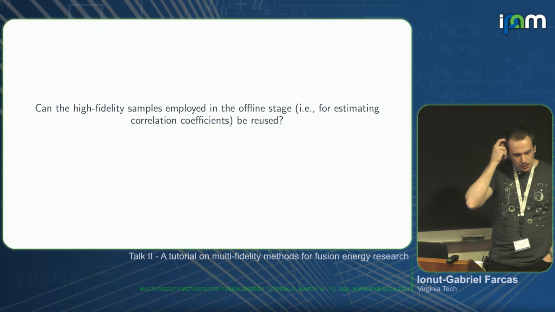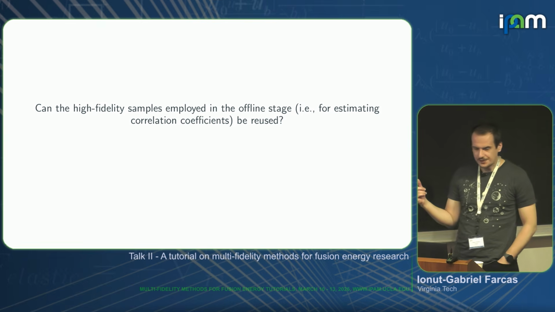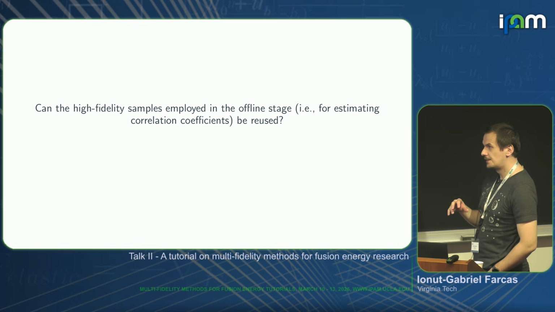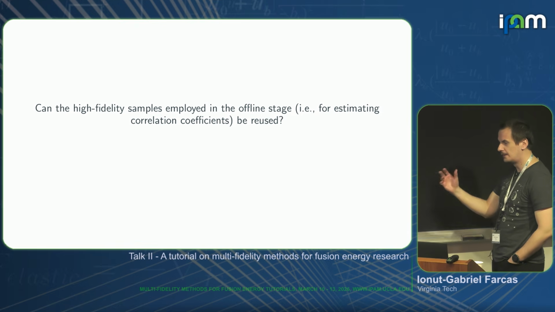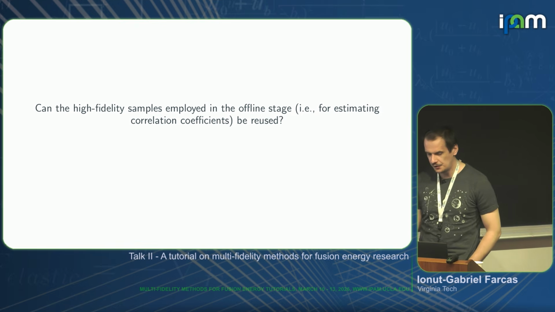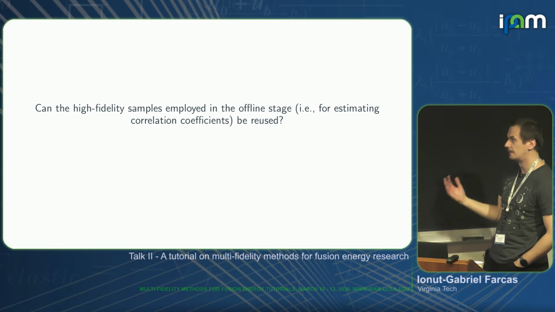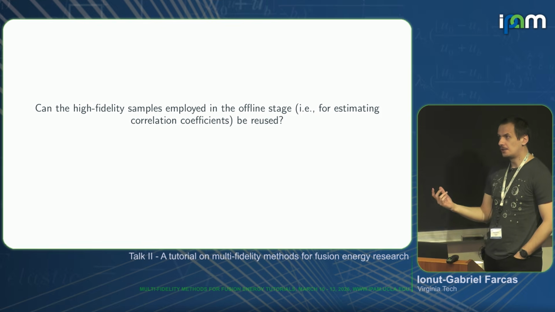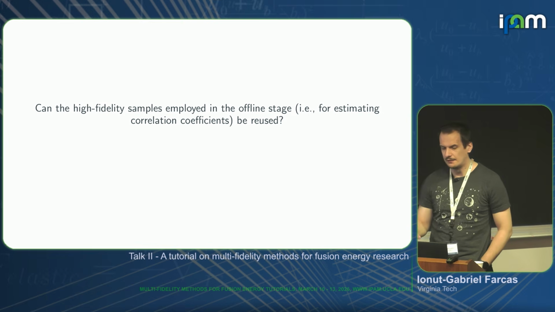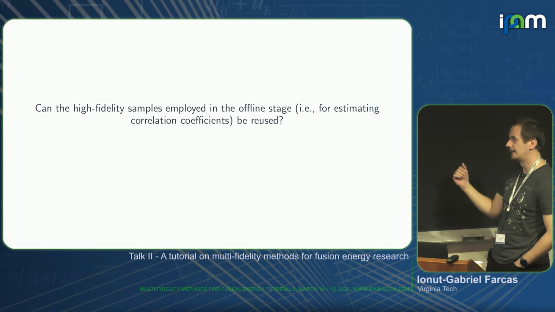So the question that should arise is, as we mentioned yesterday, this algorithm assumes that we have available the correlation coefficients and the evaluation costs of the low-fidelity models. To estimate the correlation coefficients, we need high-fidelity model evaluations, and those cost something.